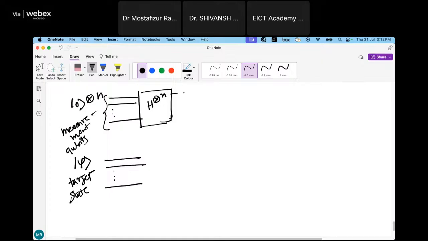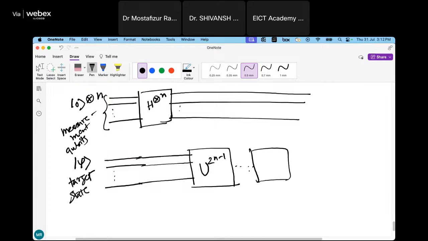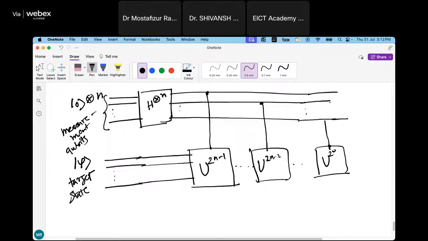Now what I'll do is create an operator U to the power of 2 to the power n minus 1, and I'll apply multiple such operations up to n times: U to the power 2 to the power n minus 1, U to the power 2 to the power n minus 2, up to U to the power 2 to the power 0. This much operation I'll perform, creating entanglement or controlled operations from the first qubit to this particular operation, this to this, up to this to this. If I can do up to this, what will happen?